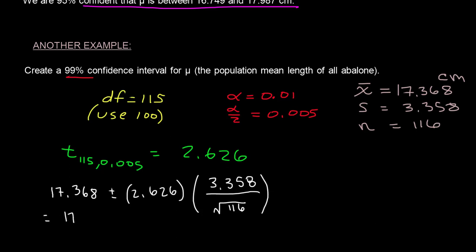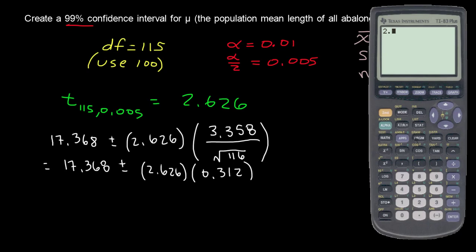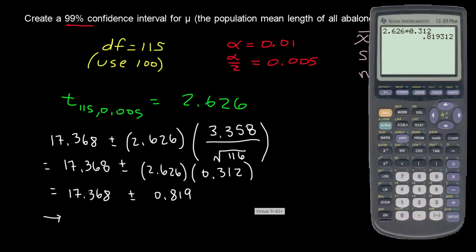So now we're going to do some multiplication and some division. From earlier, if you scroll up or rewind the video, we can see that this standard error was 0.312. But now I need to multiply the standard error by this new t critical value. 2.626 multiplied by 0.312 to get 0.819. Now that we are in this stage, we have our margin of error being added and subtracted from our point estimate. So we only have one last set of steps to perform here.